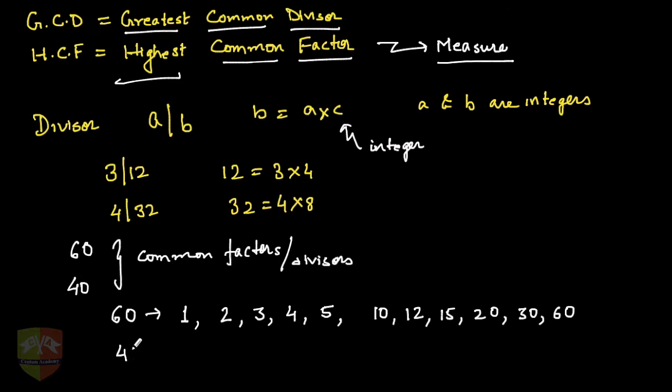Let's enumerate the divisors of 40. 1 clearly is there, then 2, 4, 5, 8, 10, then 20, and then 40. These are the factors of 40. Now the third step is to find the common factors. I hope I have written all the factors.